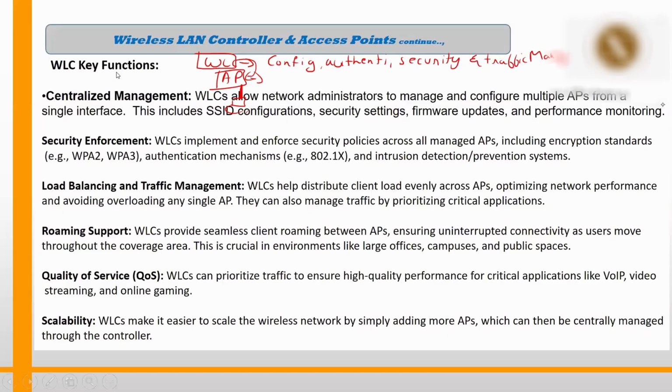So these are the WLC key functions: centralized management, security, load balancing, roaming. You cannot roam if you are alone. If you want to roam, you need to have multiple APs connected to the WLC. So that's the benefit of having a centralized architecture.